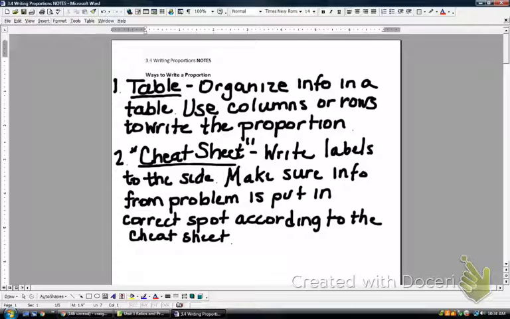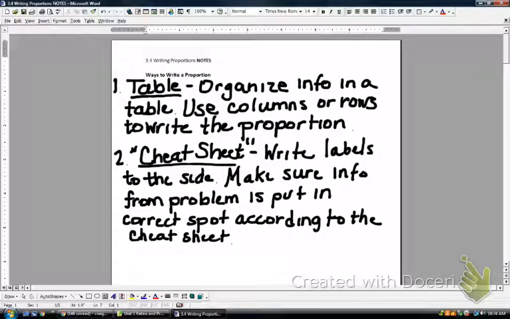Alright, so here are the ways to write a proportion. The first way is the table, and you're going to organize the information in a table. Then you use the columns or the rows to write the proportion. And it doesn't matter if you use columns or rows, and when we look at our first example, you will see that.